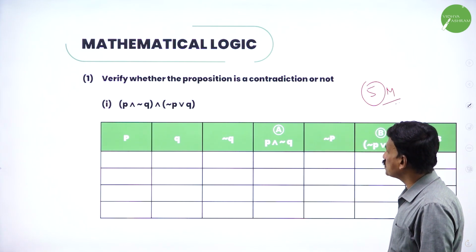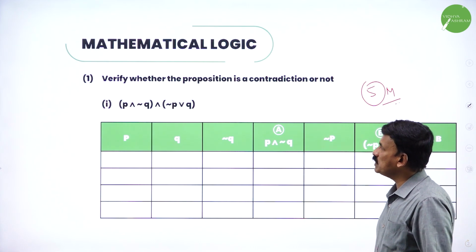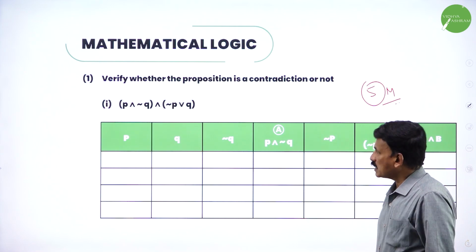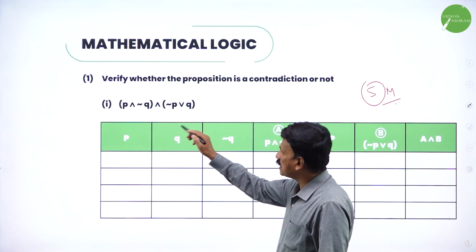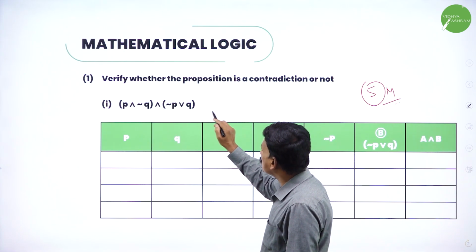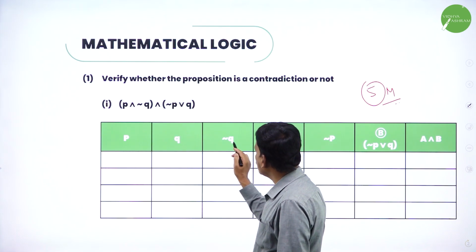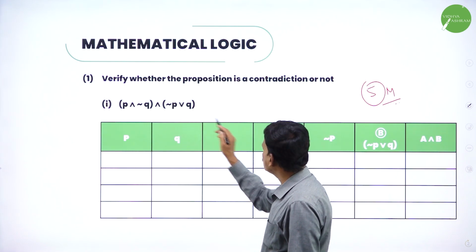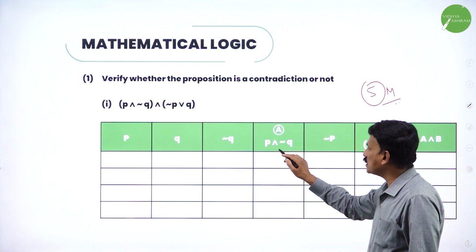Verify whether the proposition is a contradiction or not. Now, what is given? P conjunction negation Q, conjunction negation P disjunction Q. Write down first P. What is P, Q, then negation of Q. P conjunction negation Q, first part, call it as A, first part or equation 1.